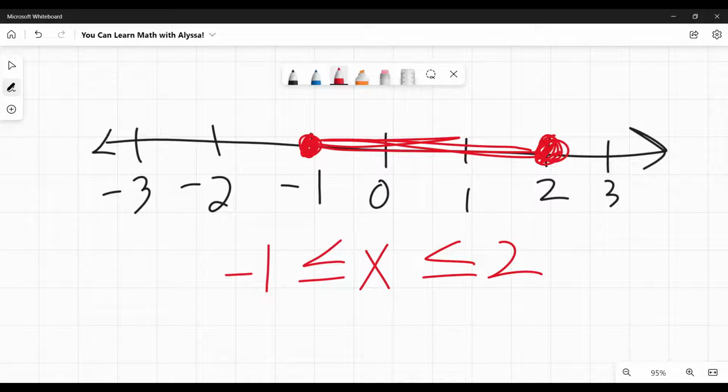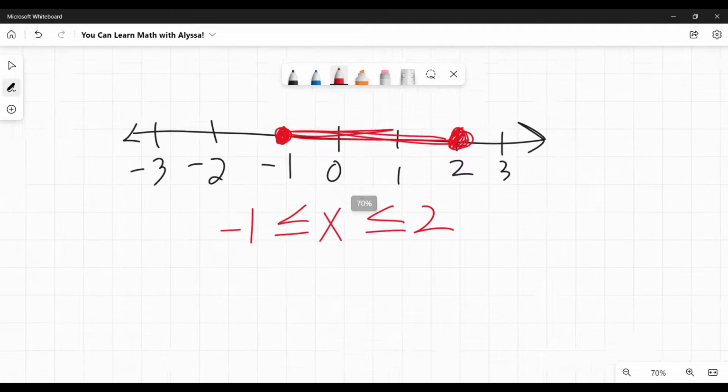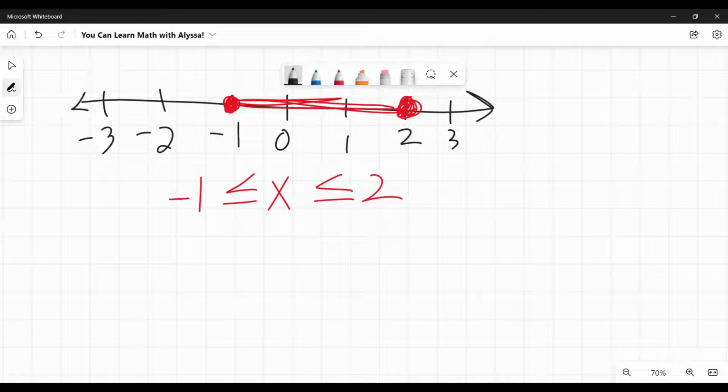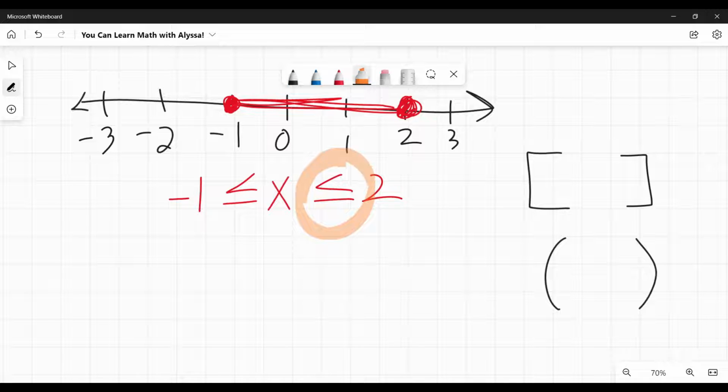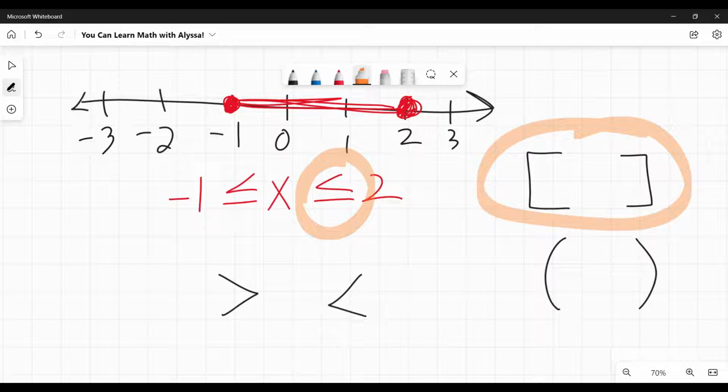And it uses brackets. And just so we're on the same page, brackets are like that, and parentheses. It uses brackets and parentheses to show this same information, in this case that x is greater than or equal to -1 and less than or equal to 2. If you would have used a greater than or equal to sign or a less than or equal to sign, you're going to be using brackets. If it is replacing a greater than or less than, you're going to be using parentheses.